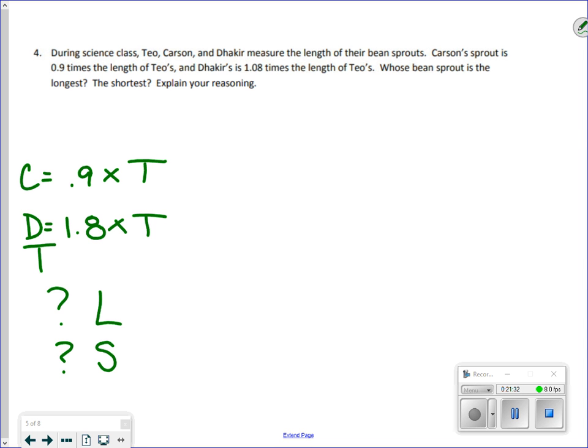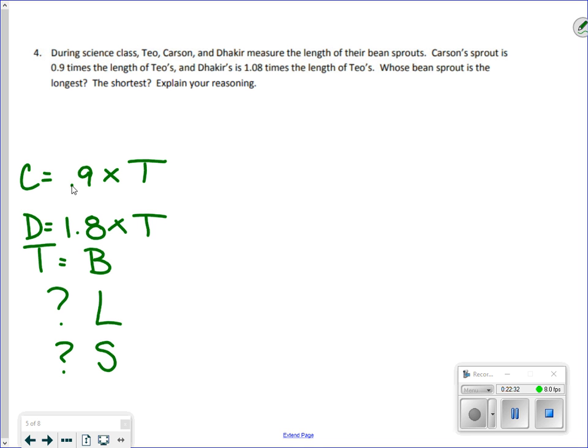So then we've got Teo. Do we know how long Teo's is? No. We're just going to put it as bean sprout, B. Okay. So this is basically algebra. I have an unknown, and I am doing an equation where I have an unknown variable. I don't know. But I can find the answers. I'm not really trying to find a number because it doesn't give me a number. But I'm answering a question, who has the longest? Who has the shortest? So I know that Teo has a bean sprout. I know that Carson's is 9/10 the length of Teo's.